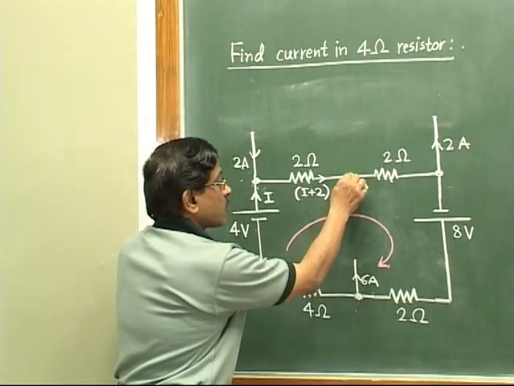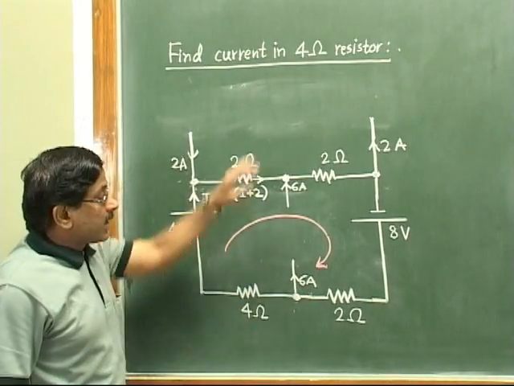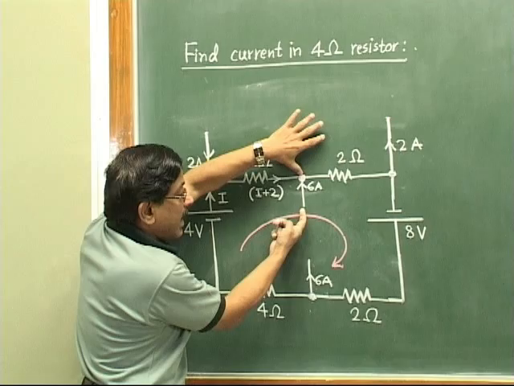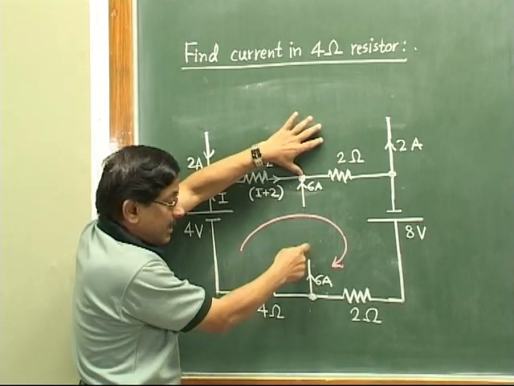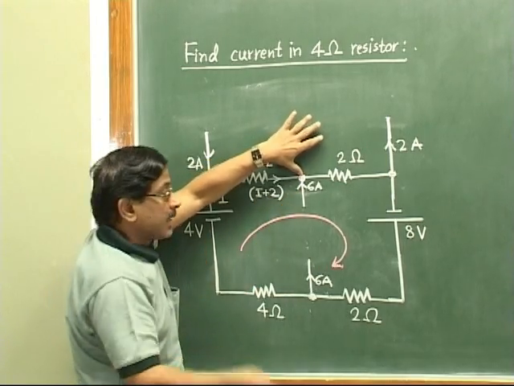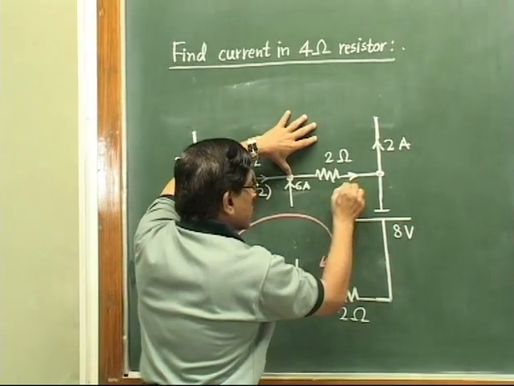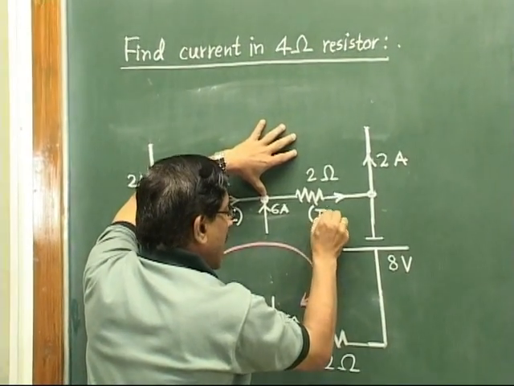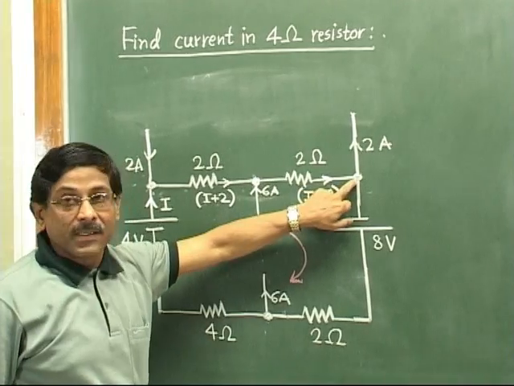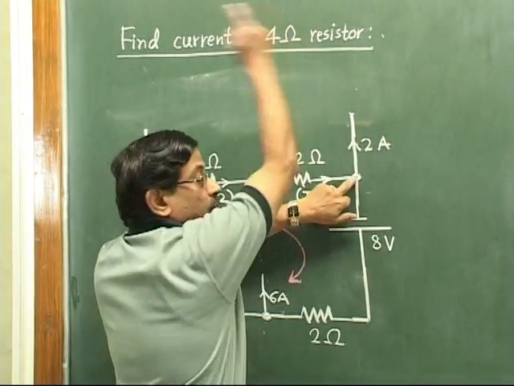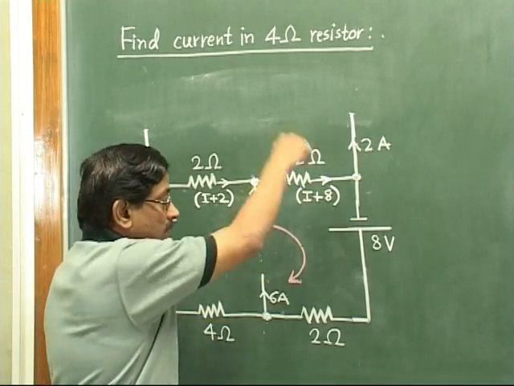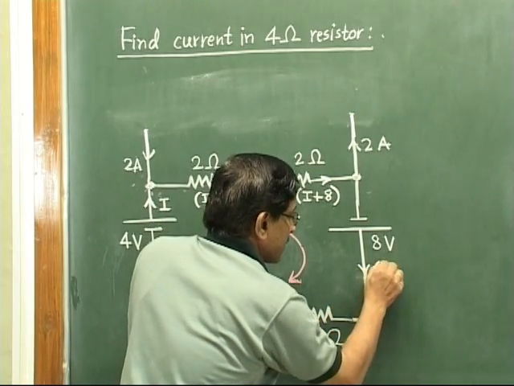Now this I plus 2 reaches here. Let us study this particular node. I plus 2 is coming from the left, whereas 6 ampere is coming from down. That other battery was giving. So I plus 2 plus 6 will be I plus 8. That current will move ahead like this. So the current in this resistor will be I plus 8. Now I plus 8 reaches here. Out of that, 2 ampere is moving out of the circuit. So I plus 8 minus 2. So the current coming down here will be I plus 6.